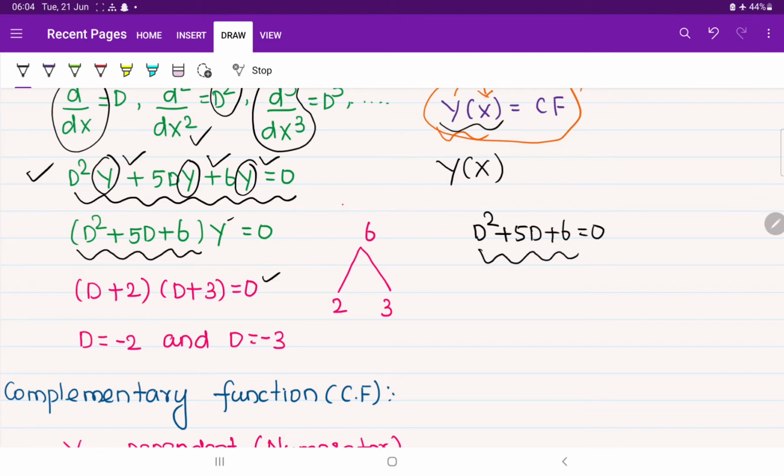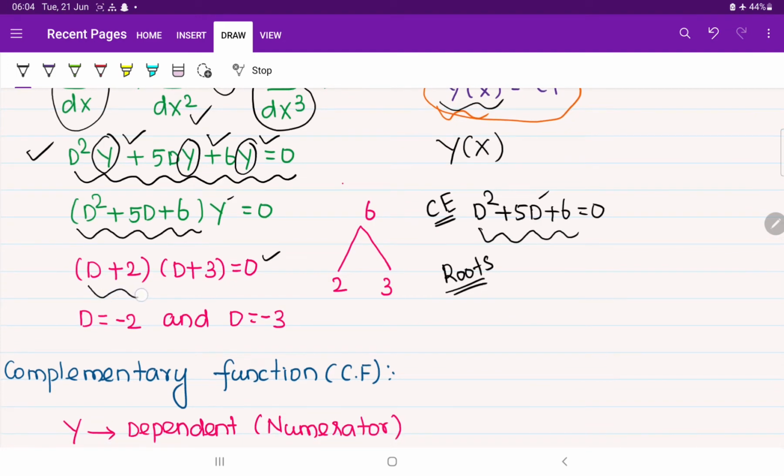D square plus 5D plus 6 equal to 0. It means you can break it into roots. This is called the characteristic equation. This polynomial equation is also called the characteristic equation. By resolving it, you can obtain the values for D. That is simply called roots. Roots means, D square plus 5D plus 6 will become 0. This can also be rewritten as (D plus 2)(D plus 3) equal to 0. If you once again do the product, the inner multiplication, you will obtain the same expression.